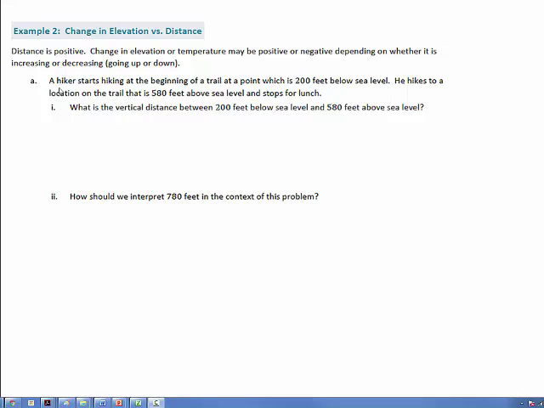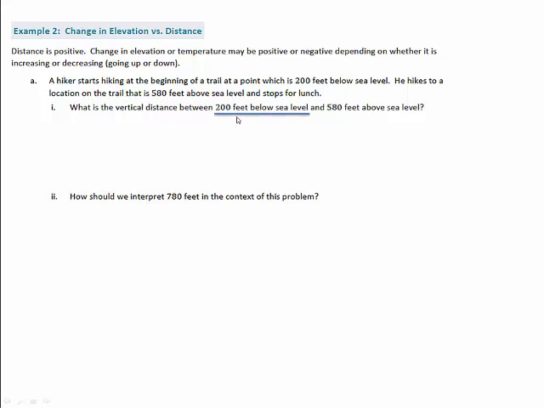In this example, we're looking at a hiker. He starts hiking at the beginning of a trail that is a point which is 200 feet below sea level. He hikes to a location on the trail that is 580 feet above sea level and stops for lunch. If we want to know the distance between 200 feet below sea level and 580 feet above sea level, that's positive. And we can use the formula.